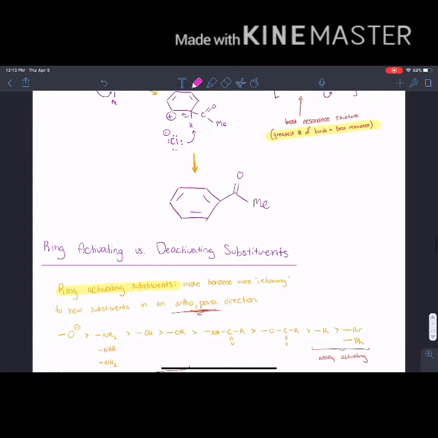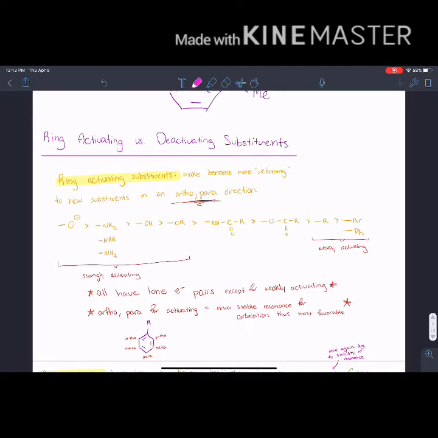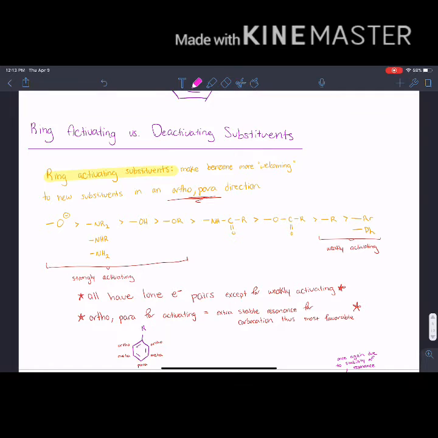Okay, so next thing. We've talked about how to replace hydrogens and put on different substituents, but now you want to know how to go from there. You need to know what's going to allow you to further react that ring with more substituents, to further replace more hydrogens with another group. So there are 2 types: ring activating and deactivating substituents. Ring activating substituents make the benzene more reactive or welcoming to new substituents in an ortho-para direction.